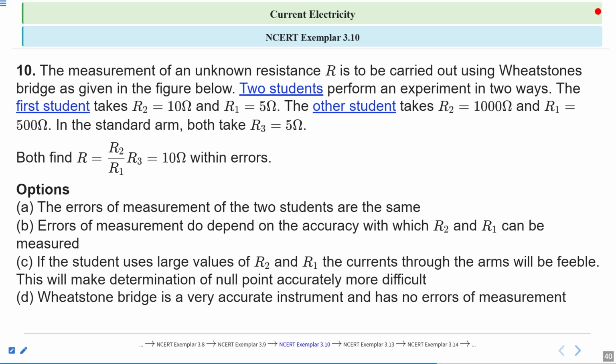Now the options. Option A: the error of the measurement of two students are the same. Option B: errors of the measurement do depend on the accuracy with which R2 and R1 can be measured. Option C: if the students use large values of R2 and R1, the currents through the arm will be feeble. Feeble means weak. This will make determination of null point accurately more difficult. Option D: Wheatstone bridge is a very accurate instrument and has no errors of measurement. So I will give you some time to think about it.